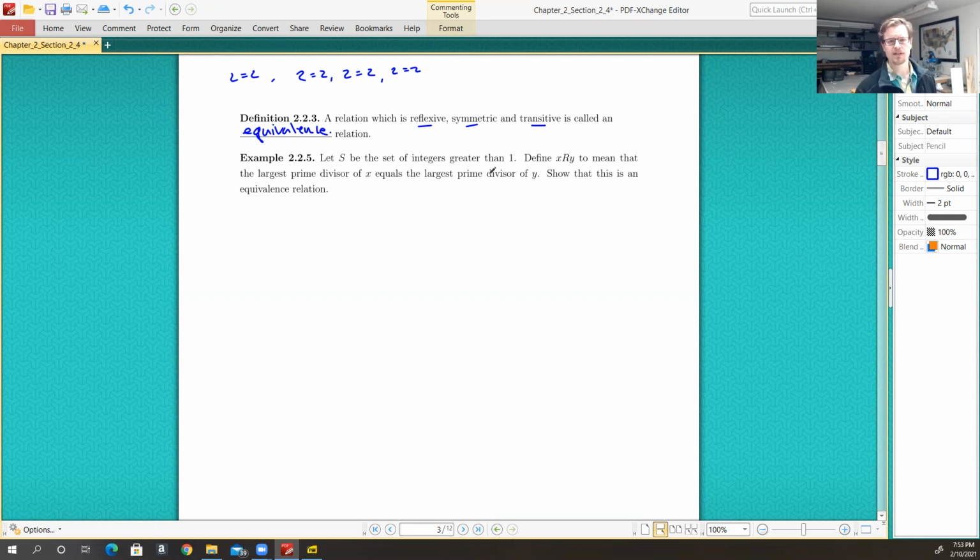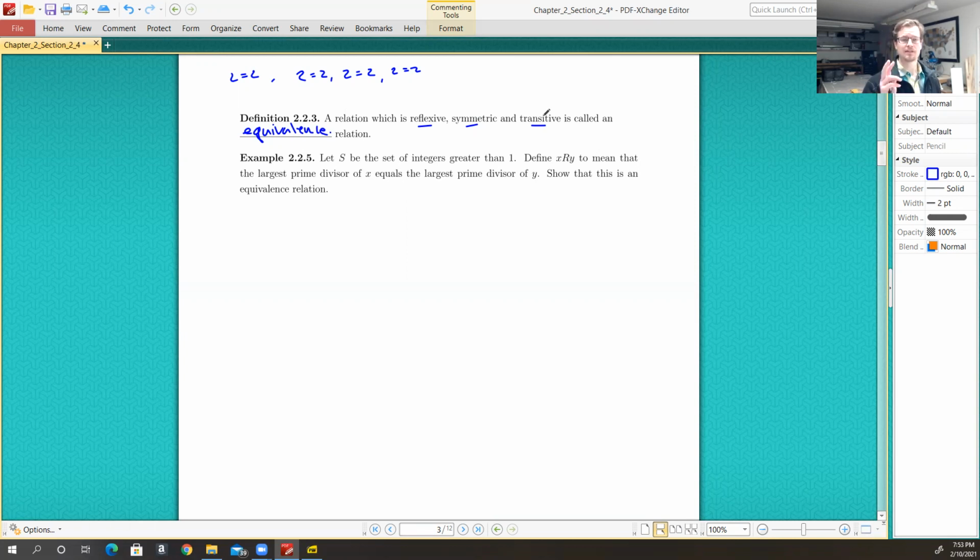So let's let S be the set of integers greater than 1. So 2, 3, 4, 5, 6, and so on. Let's define a relation, x is related to y. Let's define it to mean that the largest prime divisor of x equals the largest prime divisor of y.